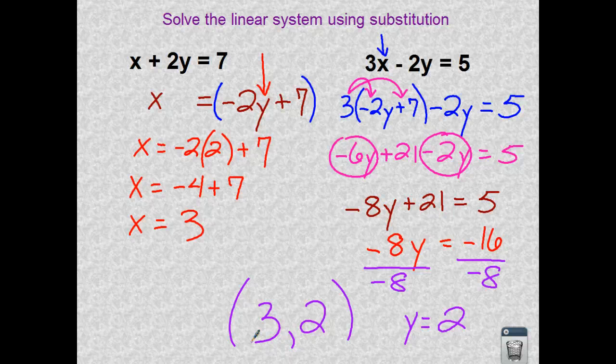If I were to graph these two lines on a grid, they would intersect at the point 3, 2. And what that really means is that 3, 2 would work if I put it in here and if I were to put it in my second equation, 3 and 2. You did the math and both of these equations would solve correctly.